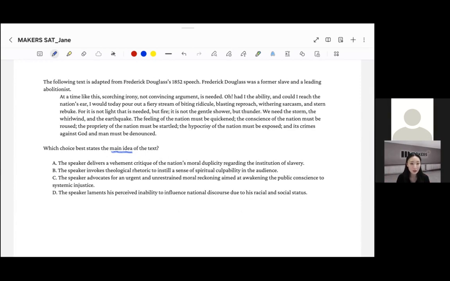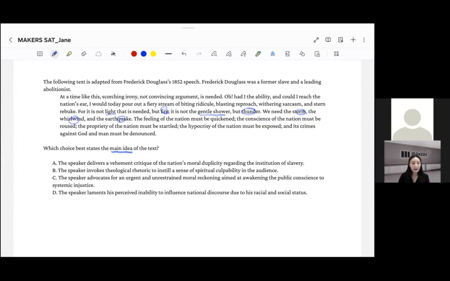And repeated ideas would be something like, we don't need a light, but we need a fire. It's not the gentle shower, but thunder. We need the storm, the whirlwind, and the earthquake. So with all of these, he is really trying to intensely awaken the public's conscience and confront them to admit how slavery is such an injustice to the people who are involved in it.